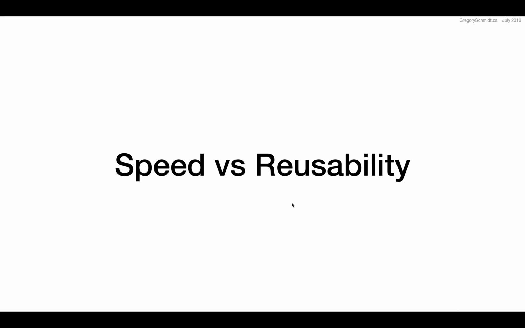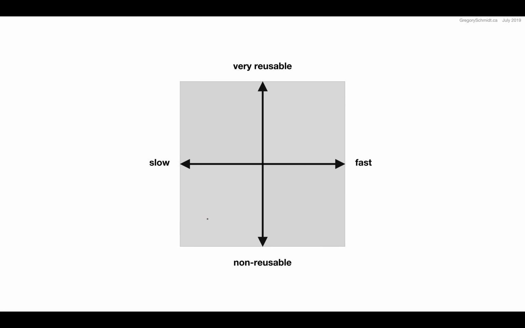So if you imagine a 2x2 grid, on the horizontal x-axis, you could plot speed. On the left, you would have slow, and as you move further right, you would have increasing speed or fast. And then on the vertical y-axis, you could plot reusability. Towards the bottom, you would have non-reusable, and towards the top, very reusable. This might be a very simple four-quadrant grid.